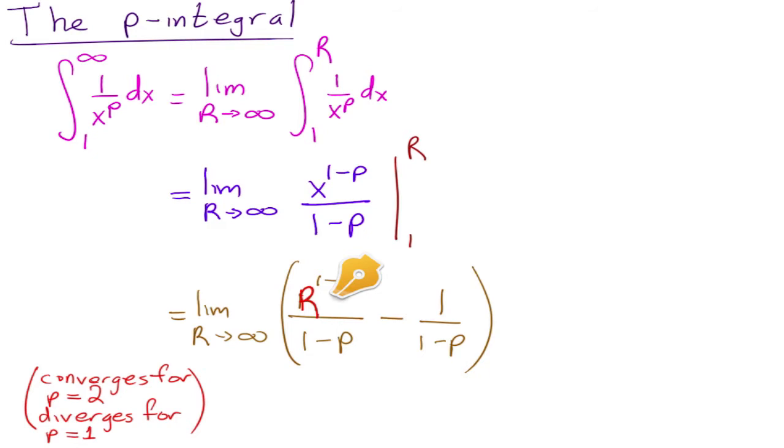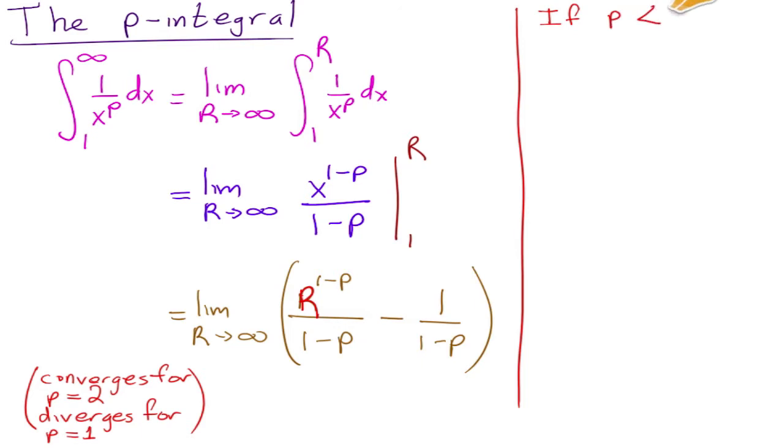For values of p less than 1, let's talk about that. If p is less than 1, then what happens to r to the 1 minus p? So this is less than 1, right?